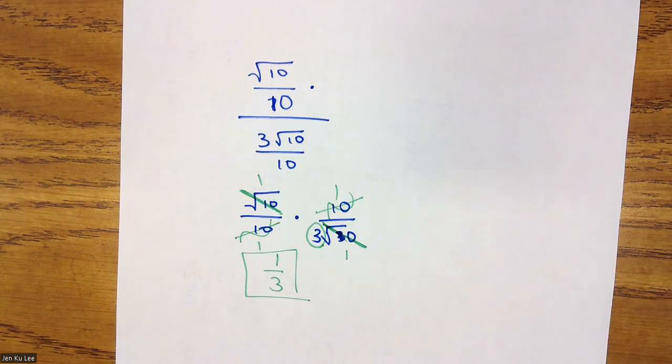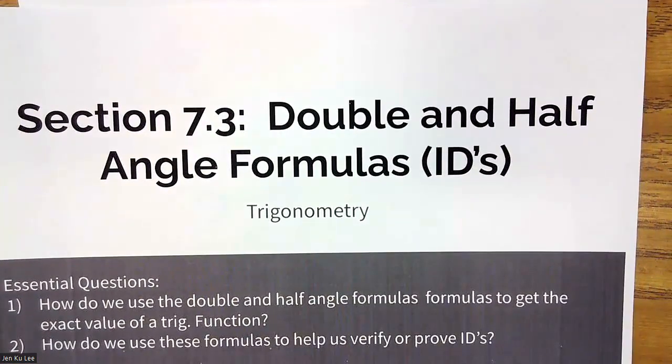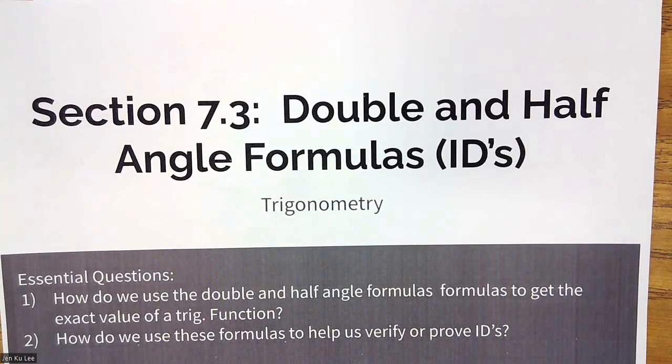Okay, so all we're doing is we're just simplifying using these formulas. All right? So just like our previous lesson, I'm going to split these up into 2 lessons. So that is the first half of section 7.3, which is on double and half angle formulas.